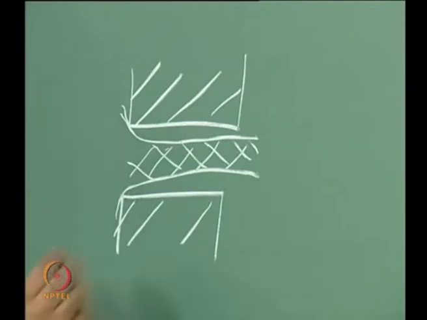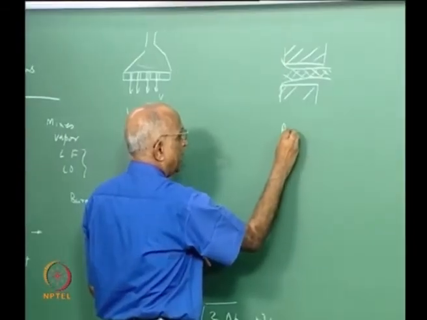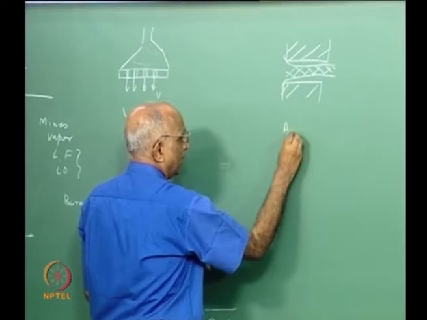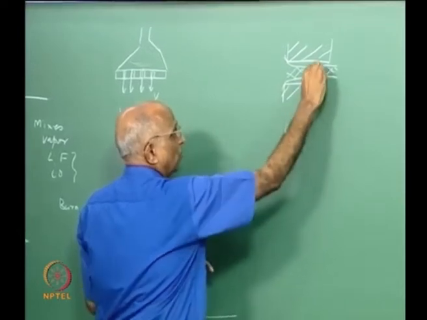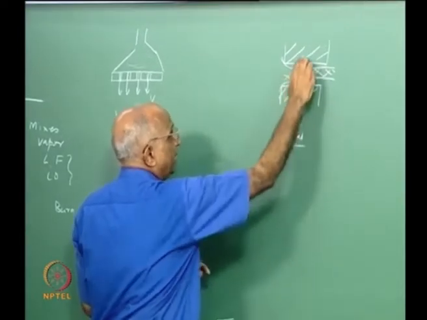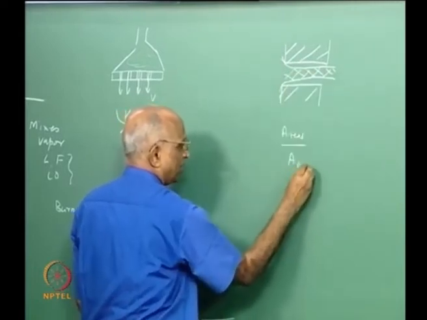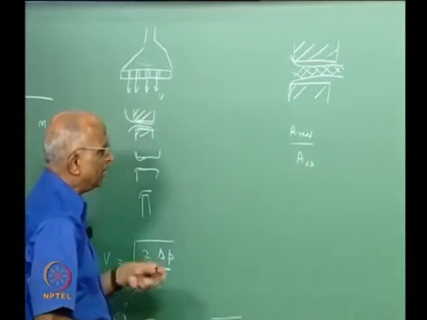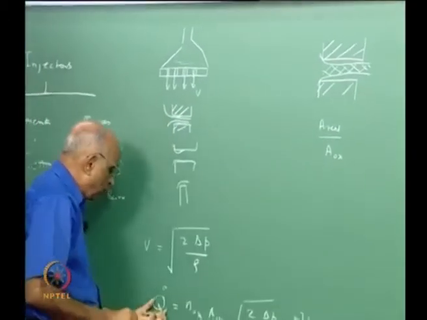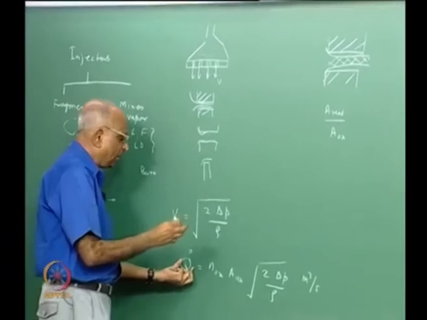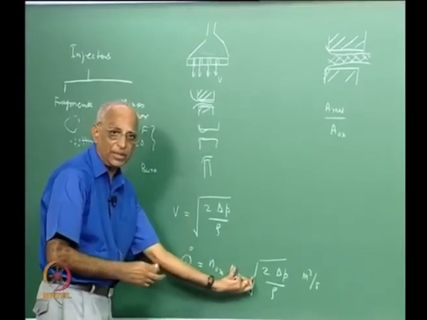Therefore, what will I find? The real area of flow is only this. The apparent area is the area of the orifice, which, if it is for the oxidizer, we call the oxidizer orifice area, and if it is for the fuel, we call it the fuel orifice area. And therefore, the Q which is flowing through the orifice is much lower than what I have calculated.